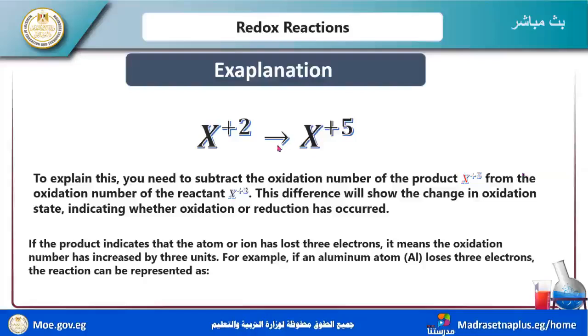Why 3 electrons? Because the result of this subtraction, positive 5 minus positive 2, equals positive 3. Now you know the result and whether an oxidation or reduction process takes place. Its number has increased by 3 units, and each unit is equal to 1 electron. If aluminum Al loses 3 electrons, the reaction can be represented as Al converted into Al3+ plus 3 electrons.